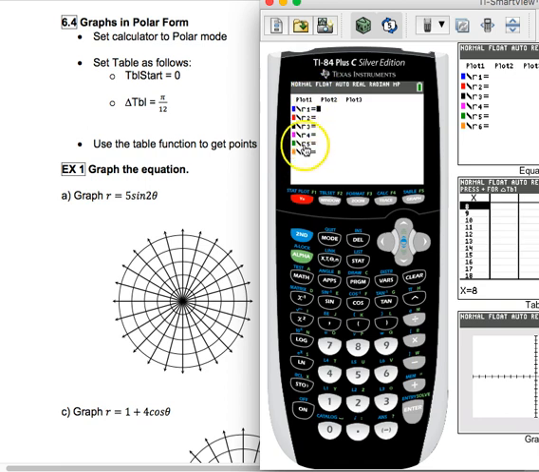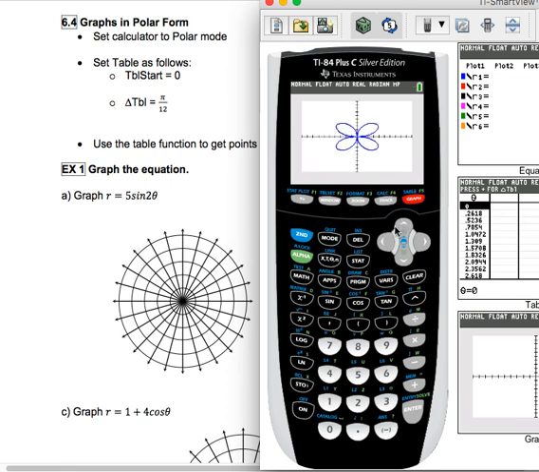So r equals, and then we're just going to type what we see here. So 5 sine 2. The theta is now where your x would be. So when you type x, it gives us a theta now. Close the parentheses and press graph. And there it goes. And we do end up with a rose petal, just like we expected.